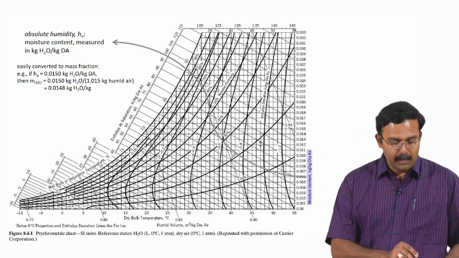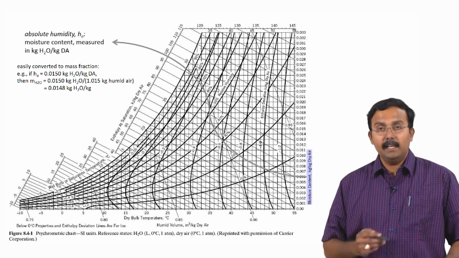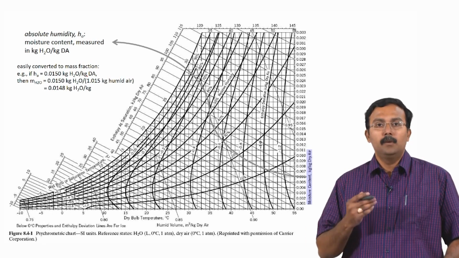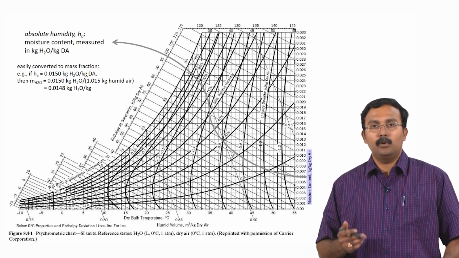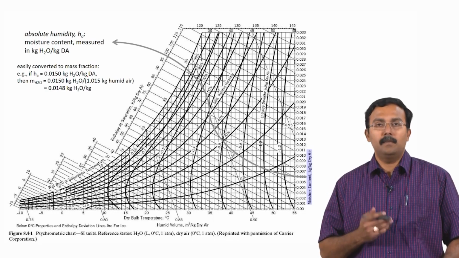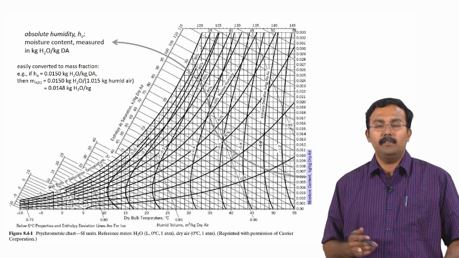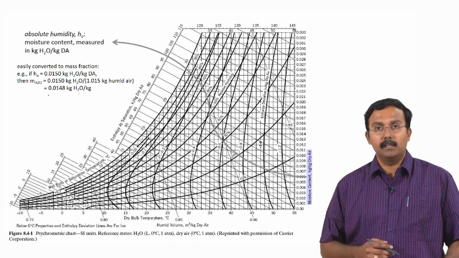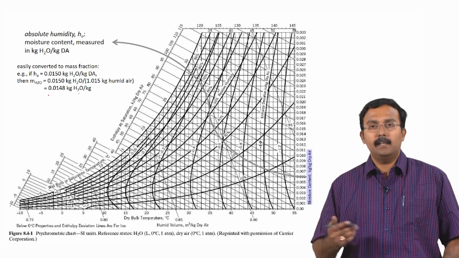If you have an absolute humidity of 0.015 kilograms of water per kilogram of dry air, then you can calculate the total mass of the humid air mixture as 0.015 plus 1 kilogram of dry air, giving you 1.015 kilograms. Using this, the mass fraction of water in this mixture can be calculated as 0.015 divided by 1.015, giving you 0.0148, which is the calculation that we have done here. So this information is useful for calculating the mass fraction of water or air in the humid air.